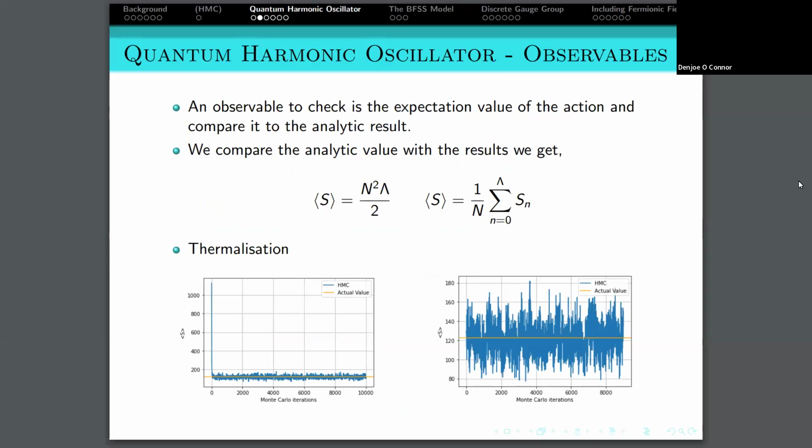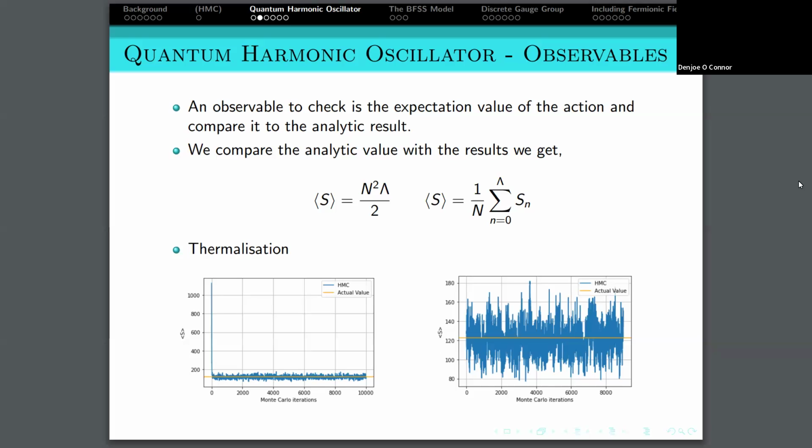We also want to check if our results are right, so one thing we can do is compare against known observables. One thing that's useful is the expectation value of the action. We compare this with the analytic result, this one here, and this is what we use to calculate the expectation value of the action for our system.